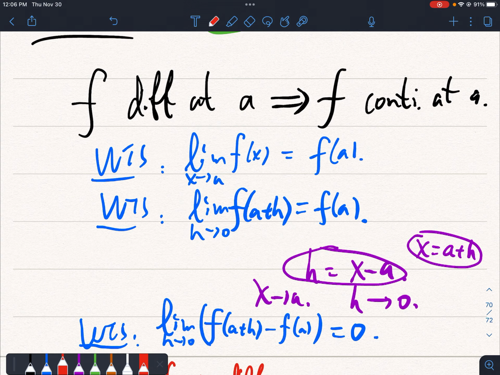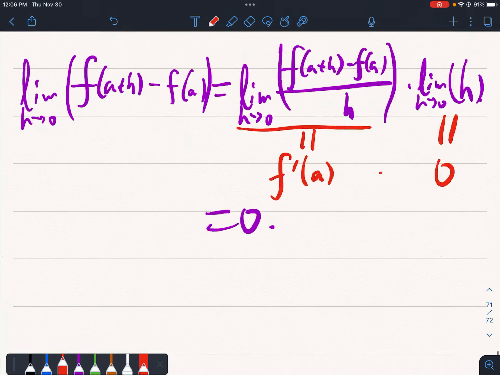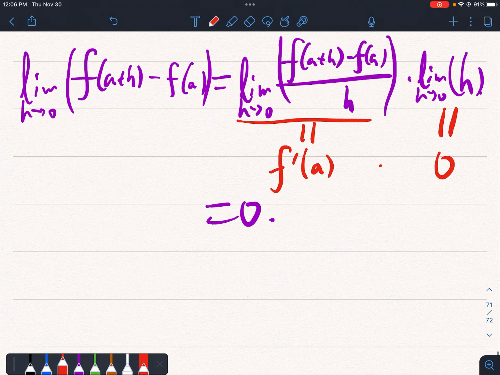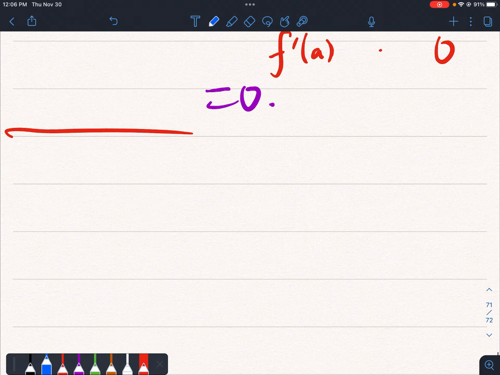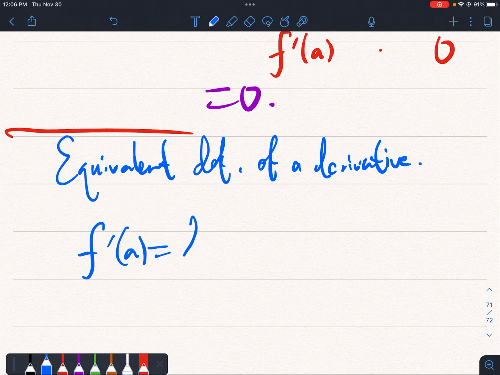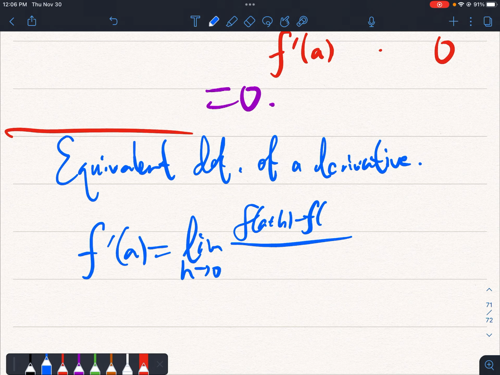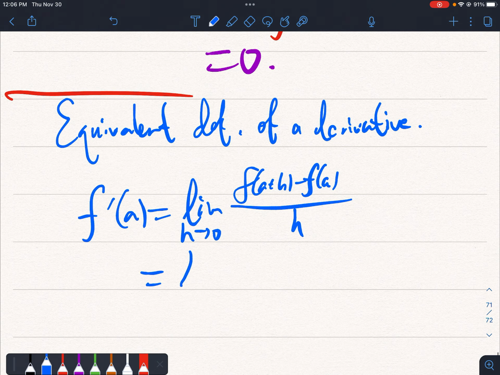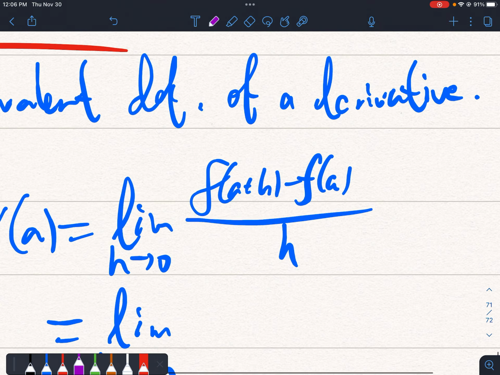It is quite interesting that we can do some change of variables, and you can prove it rigorously, but I don't have time today to talk about that. And you can actually form a similar definition of the derivative. It is an equivalent definition of a derivative. So f prime of a can be defined as the limit as h approaches 0 of f of a plus h minus f of a divided by h.